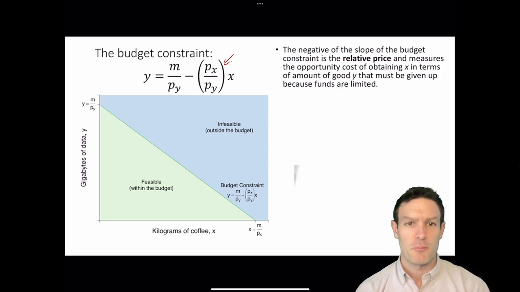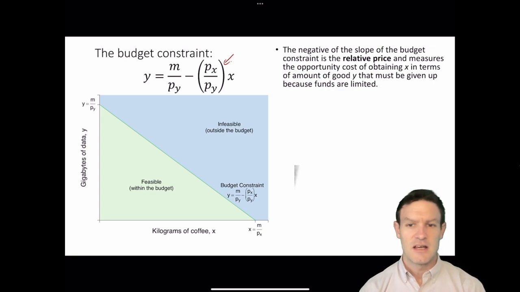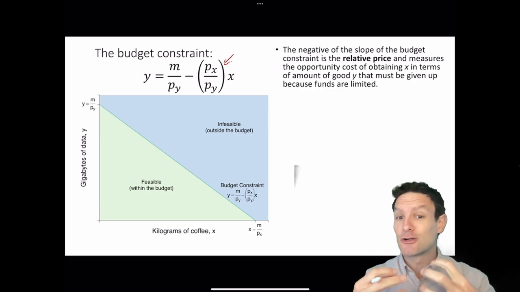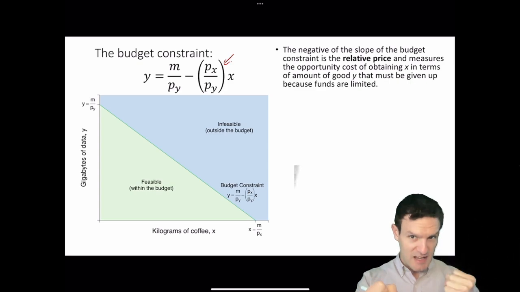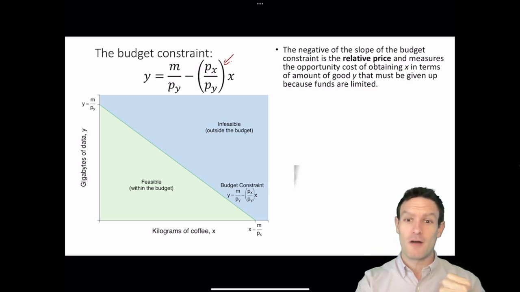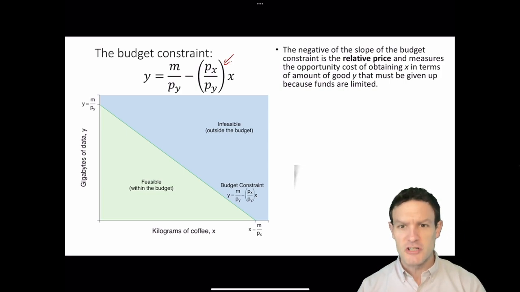So when I think about the price of good X and the price of good Y, the price of coffee and the price of data, when I take the relative price of those two goods, that's telling me about the opportunity cost of getting more kilograms of coffee in terms of the number of gigabytes of data I have to give up. Okay, so I've got to give up some data in order to get more coffee, or going the opposite direction, I have to give up some coffee in order to get more data. Those are the opportunity costs that I'm confronting here when I'm trying to consider these two goods.